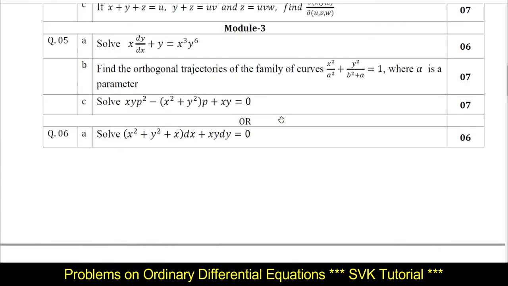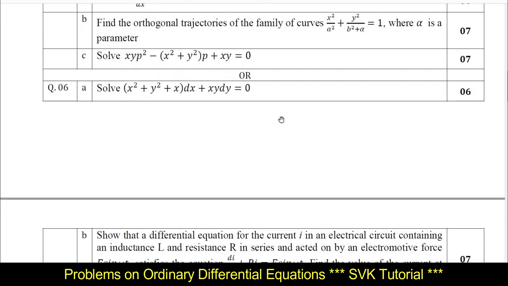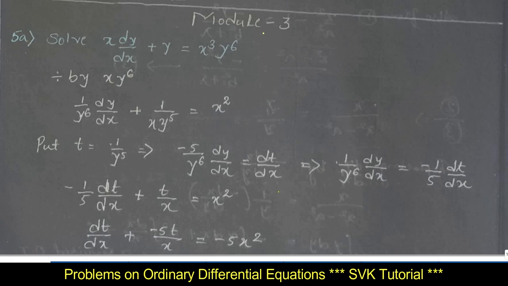So Module 3 is of question number 5 and 6. I will be discussing question number 5 and 6. Moving on to the solution. So Module 3, I have taken question number 5a, solve. So mainly all problems will be given in terms of solve itself. So solve x dy by dx plus y equal to x cube y power 6.